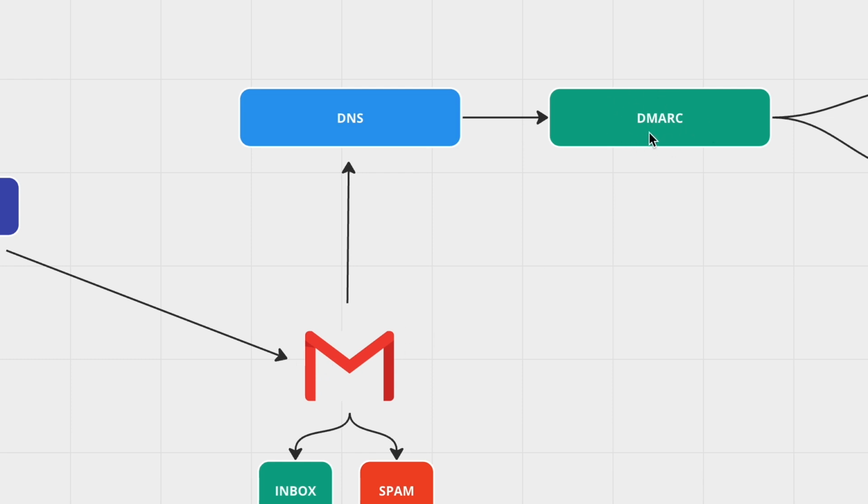And if DMARC is very strict, then this email has a super high chance of going directly into the spam folder. Whereas if DMARC is not strict or does not exist at all, then Gmail has the freedom to do whatever they want to do with that email. This basically results in some emails going into the spam folder, some emails going into the inbox, but you can never tell for sure what happens unless you actually test and see it.